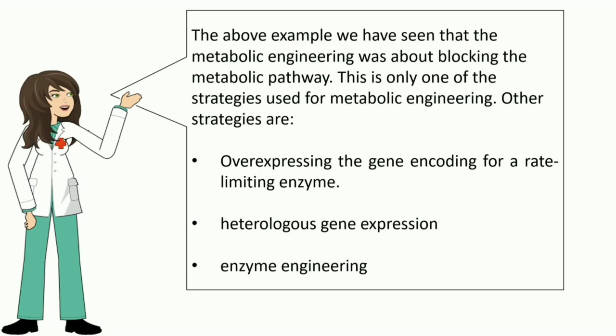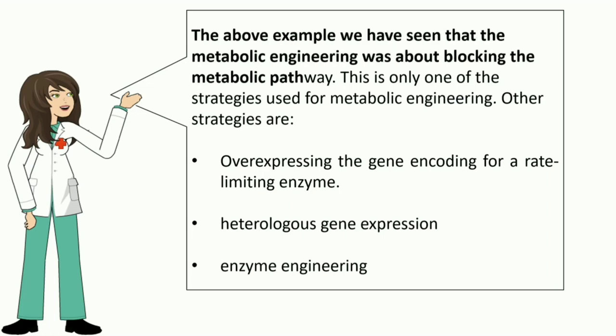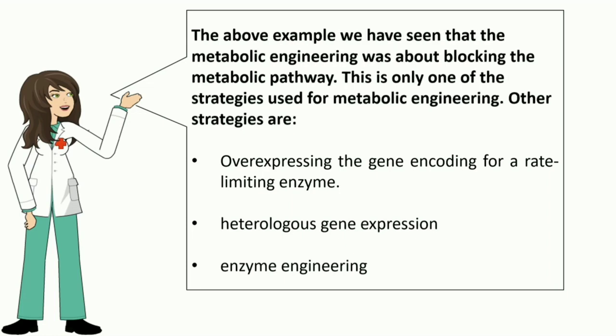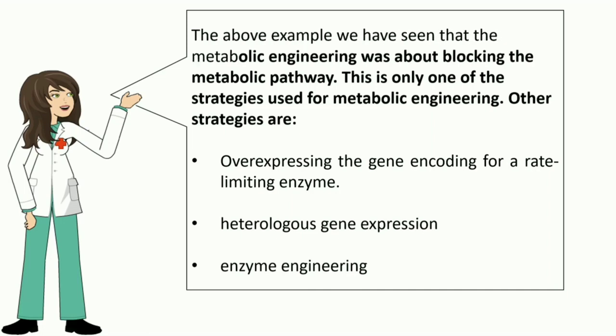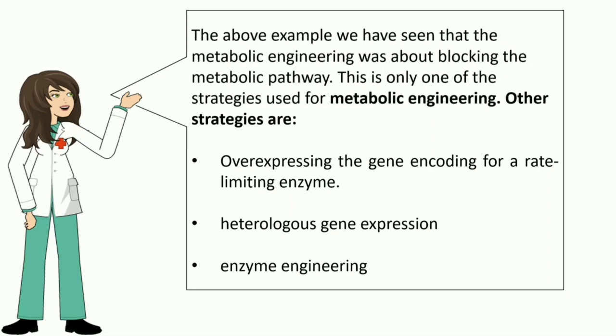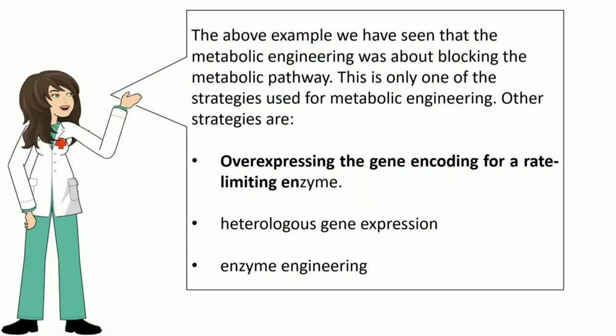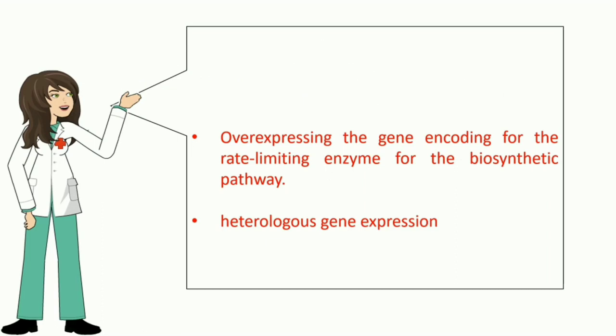In the above example, we have seen that the metabolic engineering was about blocking a metabolic pathway. This is only one of the strategies used for metabolic engineering. Other strategies are overexpressing the gene encoding for a rate-limiting enzyme, heterologous gene expression, and enzyme engineering. Now let's look at another example that uses the first two strategies.